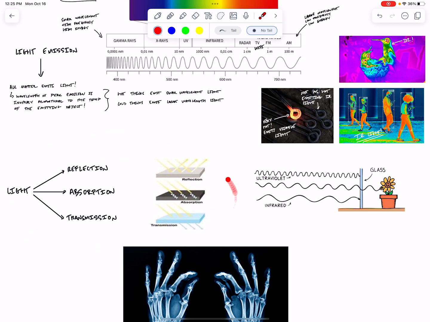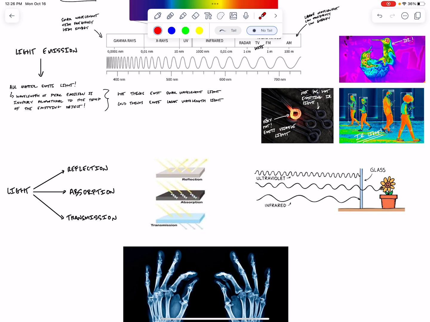So light can be emitted by matter, and then when it comes into contact with new matter, it can either be reflected, absorbed, or transmitted. And the type of light and the type of matter that you mix together, you'll see one of these three things happen. And different types of light, when they interact with different types of matter, behave differently.